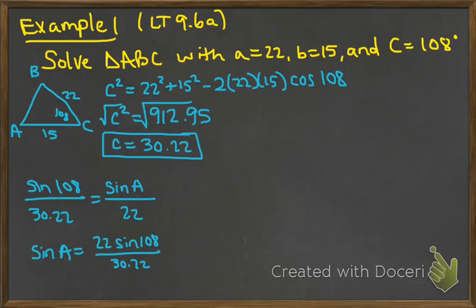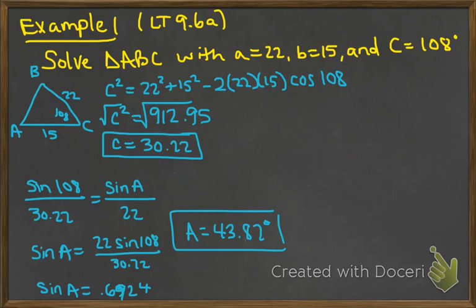I'm going to go ahead and type that in the calculator, and I'm going to get the sine of A is equal to 0.6924. And then I'm going to do the inverse sine of that, and I get then that A is equal to 43.82 degrees.